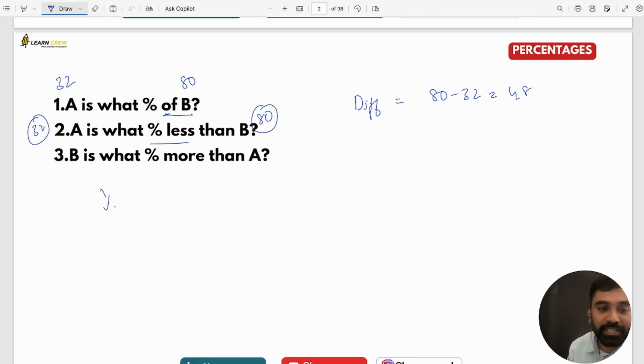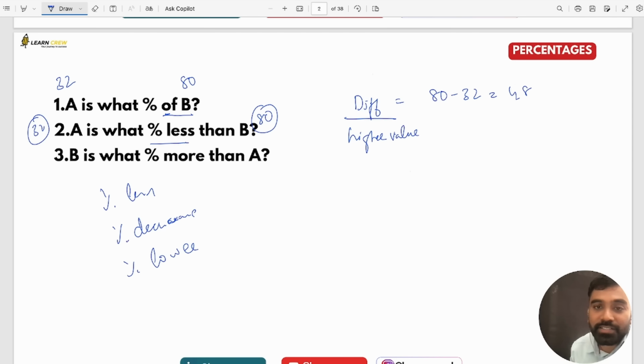Whenever you get percentage less, percentage decrease, percentage lower, and they ask you to find this, it is nothing but difference divided by the higher value. So what is 48 divided by the higher value here? 80. Finish. Simple way to understand it. 80 into 100. Sir, 8 6s are 48, 8 10s are 80, will go 10 times, this becomes 60%. Yes, absolutely right.